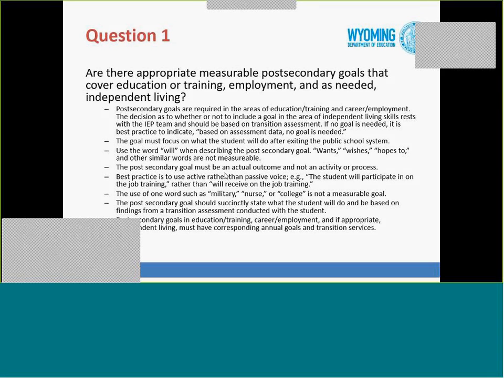The use of one word, such as military, nurse, college, is not a measurable goal. The post-secondary goal should succinctly state what the student will do and be based on findings from a transition assessment conducted with the student. Post-secondary goals in education, training, career employment, and if appropriate, independent living must have corresponding annual goals in transition services.